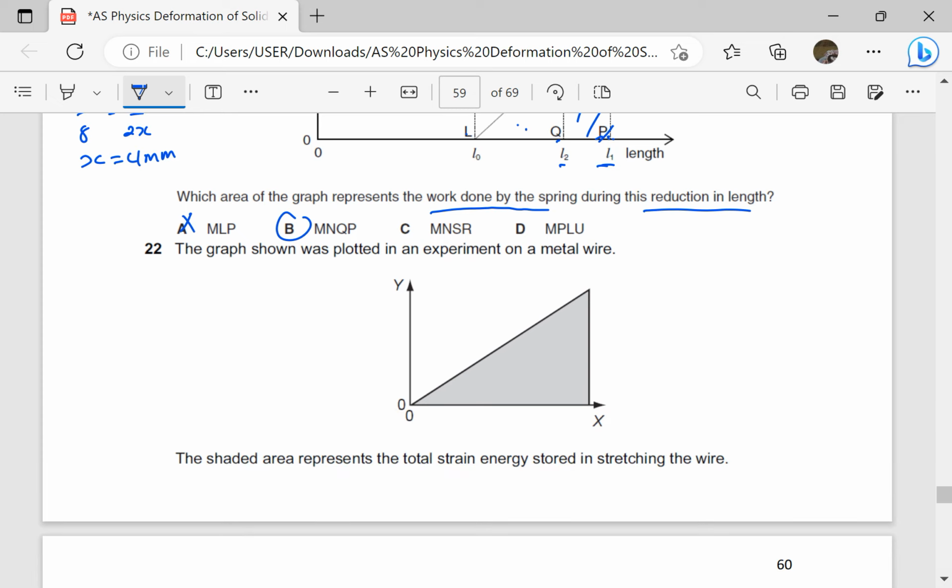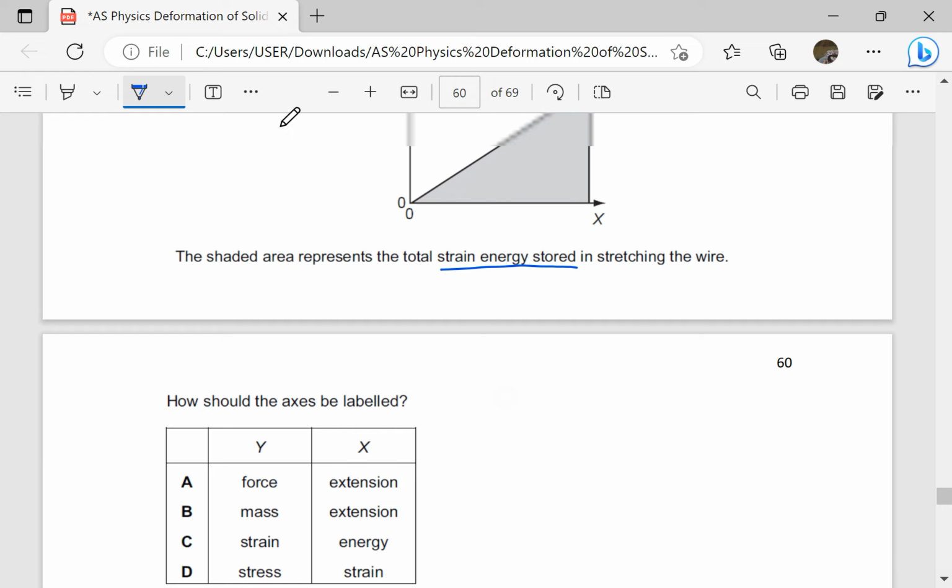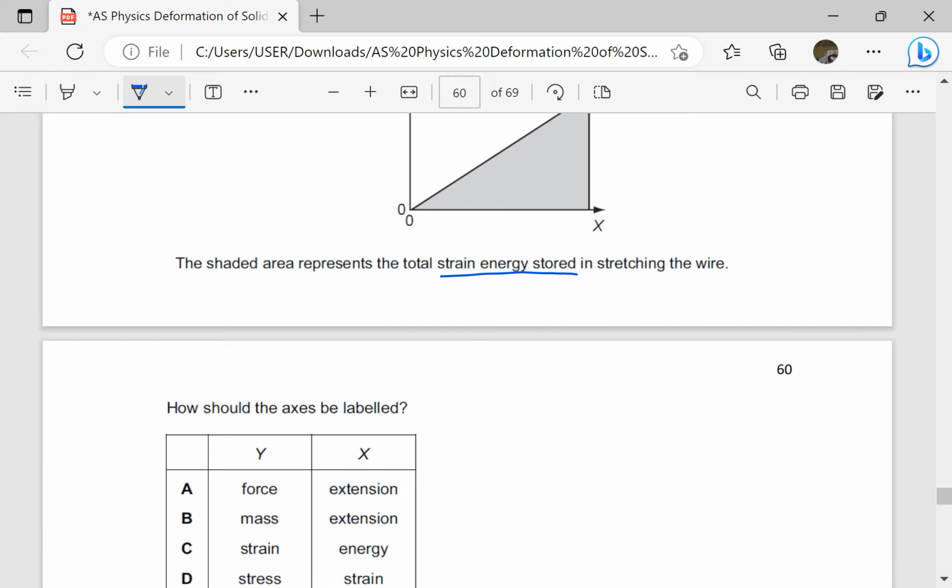The graph shown was plotted in an experiment on a metal wire. The shaded area represents the total strain energy stored in stretching the wire. How should the axes be labeled? Okay, so we have force, extension, and so on and so forth.